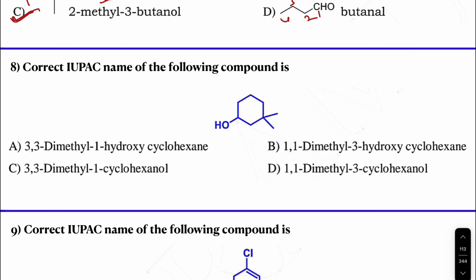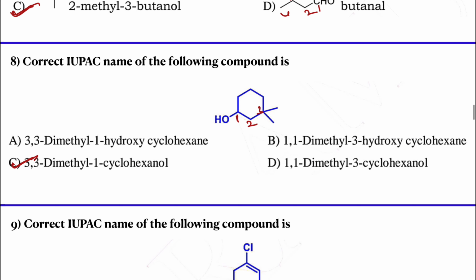And the next example we have the alcohol functional group. So this is the first carbon, second carbon, third carbon. So 3,3-dimethylcyclohexan-1-ol. So the correct answer will be C.